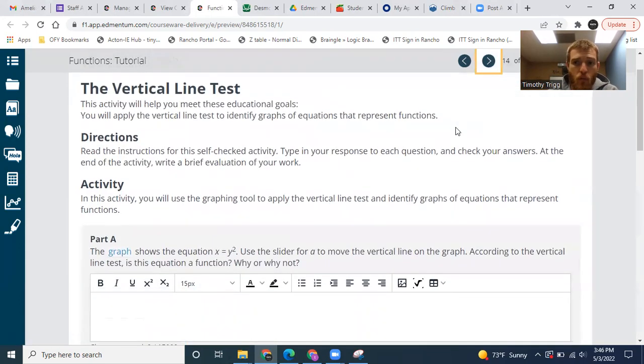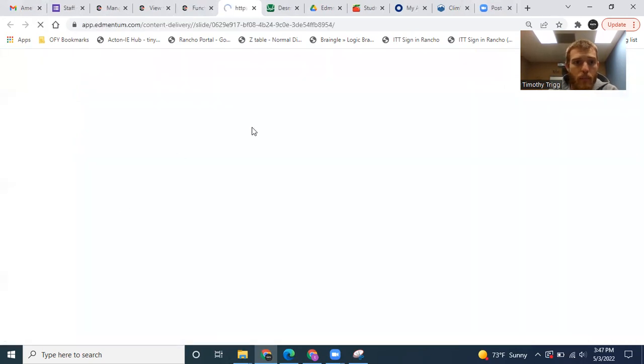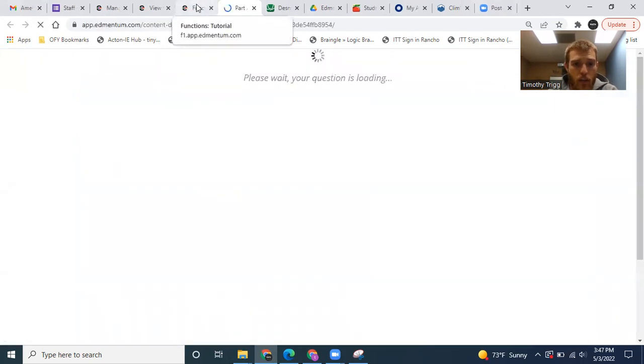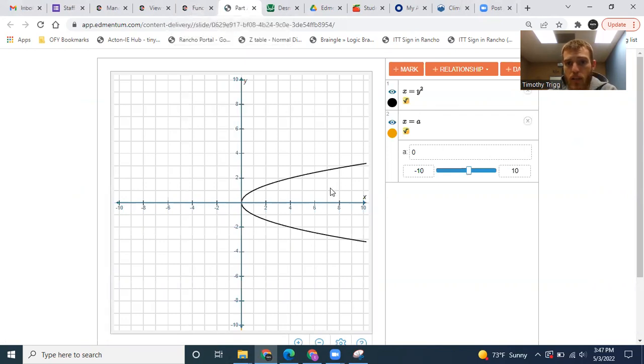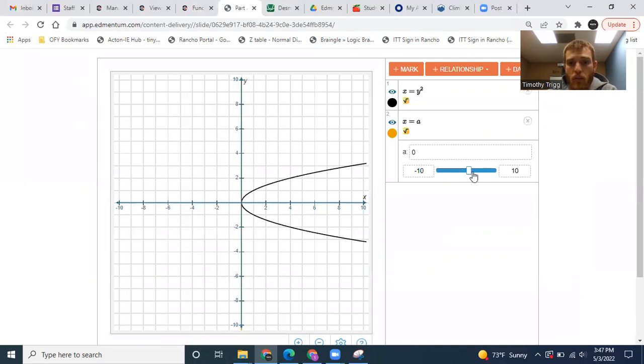So let's go ahead and go to page 14 and we'll discuss this further. The graph shows the equation x equals y squared. So we can click on this graph here and we should get a graph that shows x equals y squared. Now, let's answer the question. Use the slider for A to move the vertical line on the graph. According to the vertical line test, is this equation a function, yes or no? Okay, so we can use this slider here, and let's just put it at 4. You can see that this is not a function, okay?